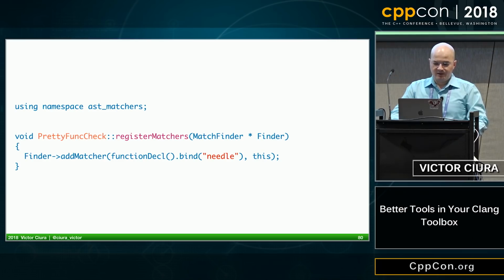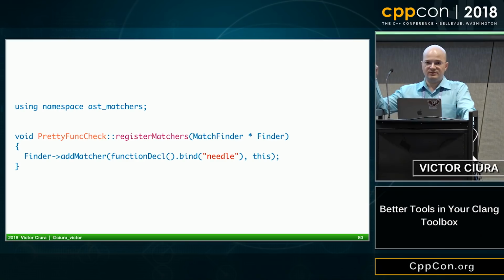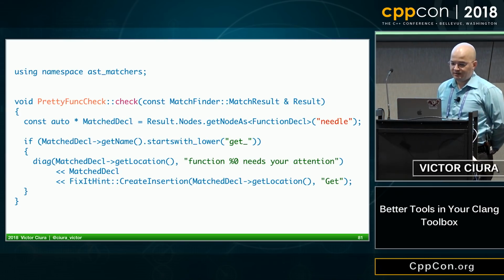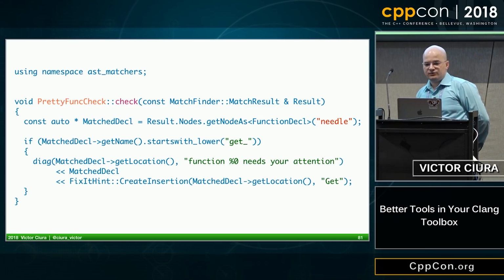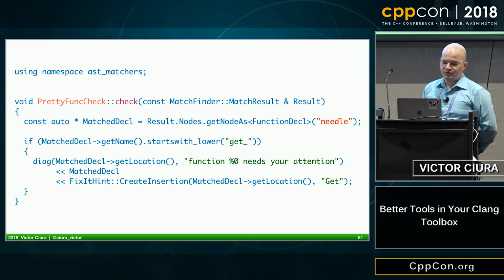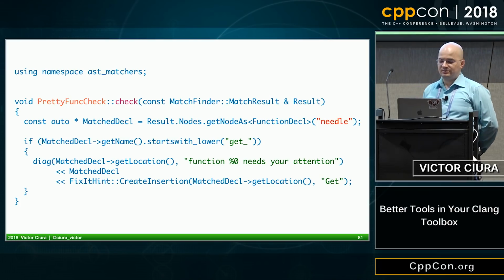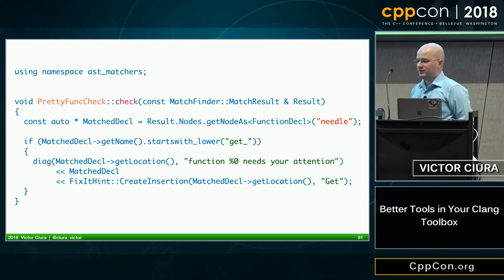For example, we can bind to a function declaration. Let's say we give it an identifier as needle, and later on we can implement the check and get hold of our needle that we matched. And for example, we can check if the function declaration starts with something like get underscore, ignoring case, and issue a diagnostic suggesting a fix to start with uppercase Get and no underscore, because that's how I like it.